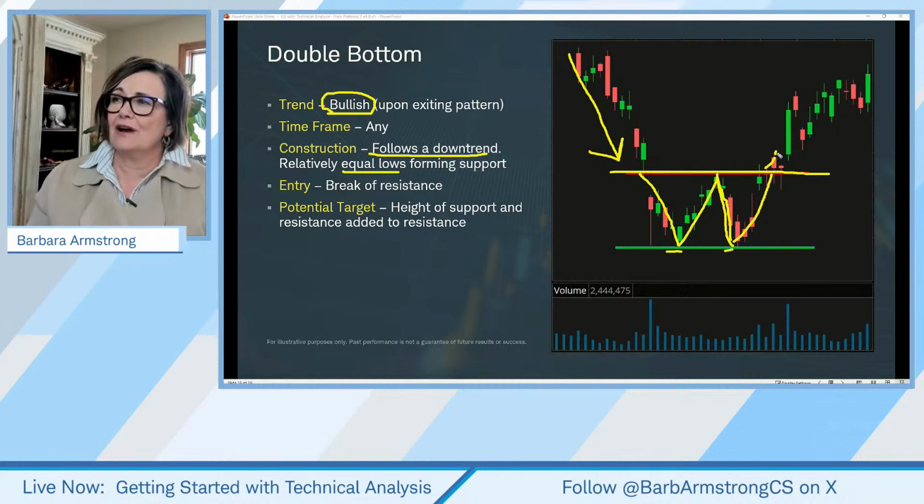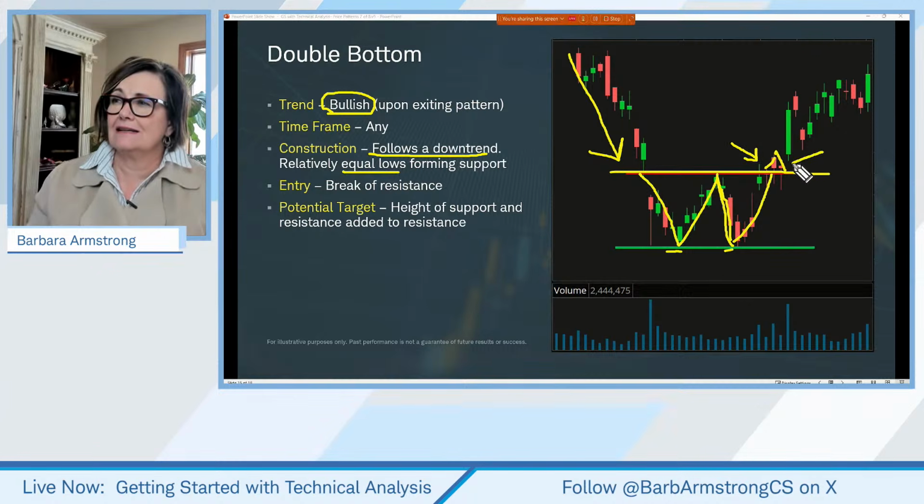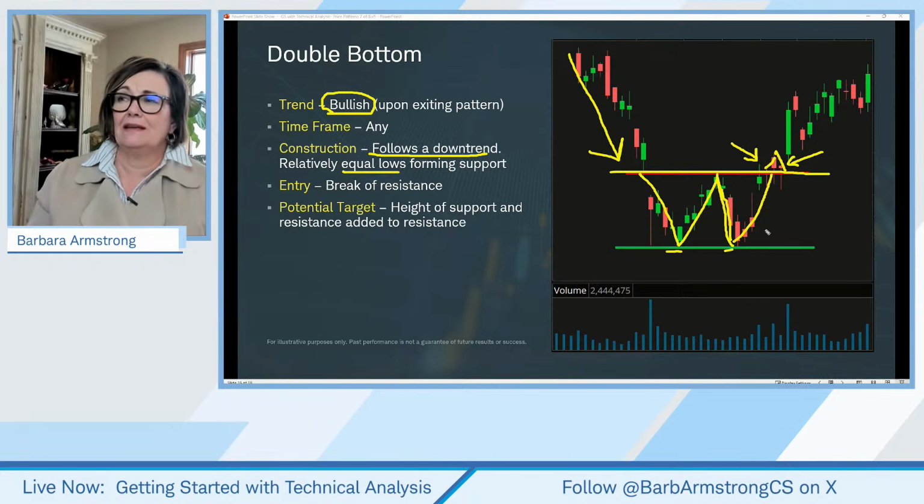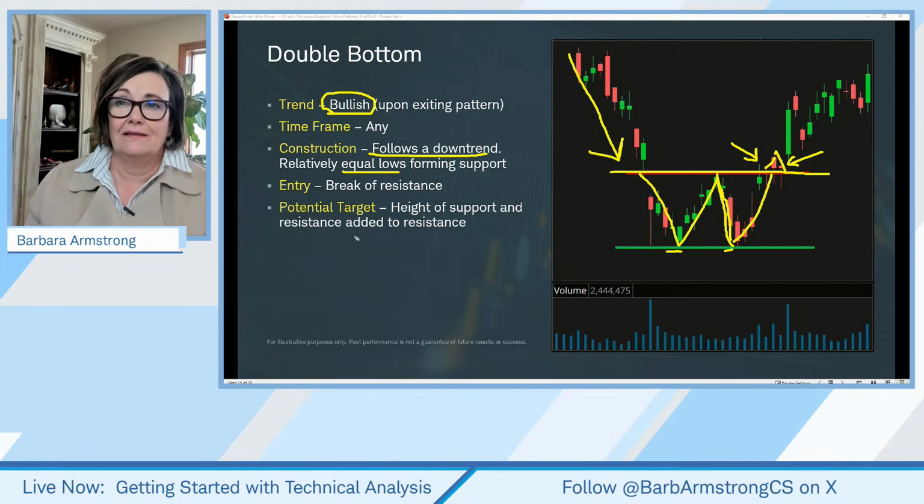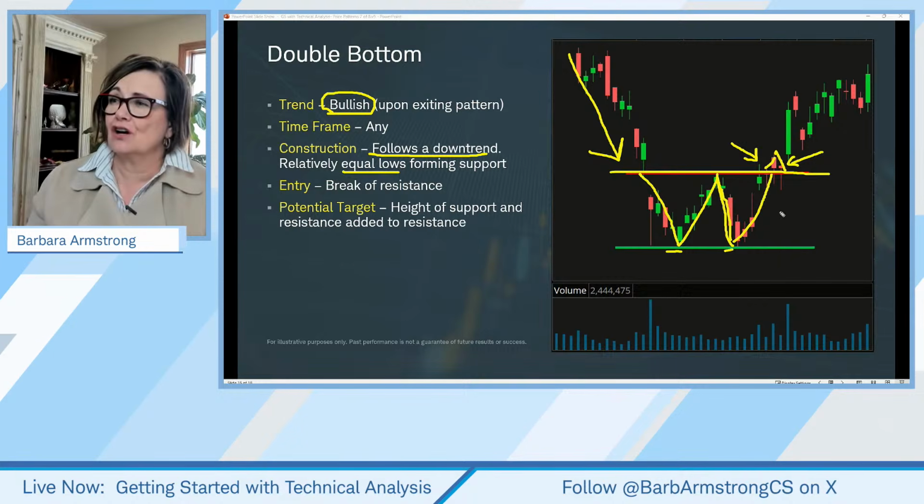And sometimes it'll break above and then come back and retest. So we're looking for this break. And if it's come back and retested, when it bounces, that could be considered another entry. Okay. And what might our target be?